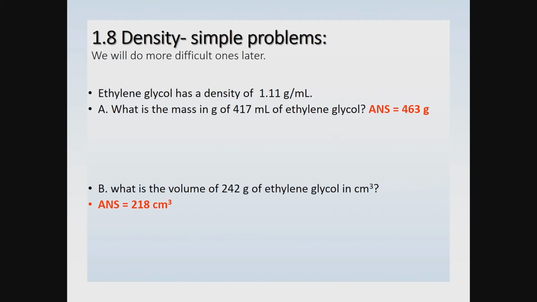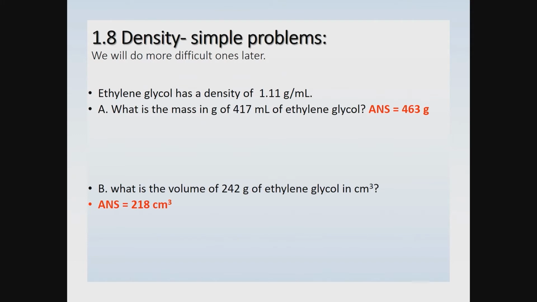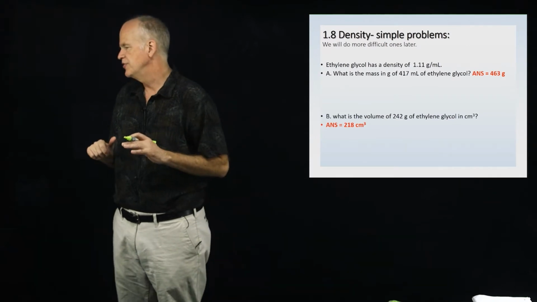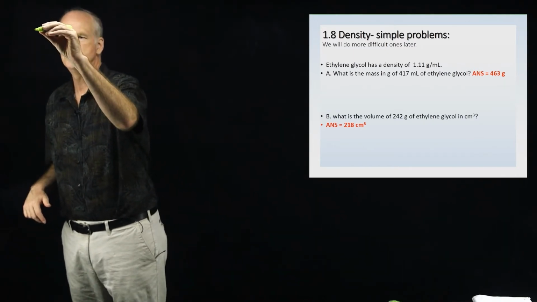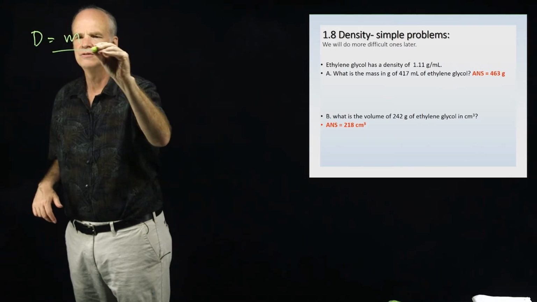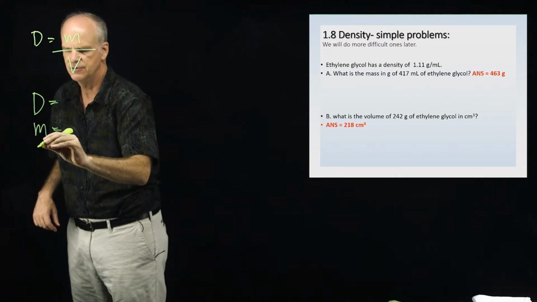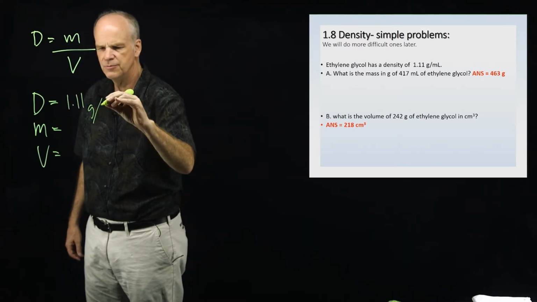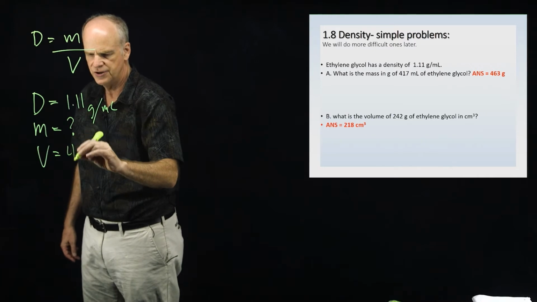Okay, so we're going to do a few simple density problems. The first one, problem A, is: what is the mass in grams of 417 milliliters of ethylene glycol if the density of ethylene glycol is 1.11 grams per mil? To solve this problem, I think maybe the best approach is to write out the formula, then write out the variables and assign them. The formula is D equals mass over volume, D being density. Density D is 1.11 grams per mil. M is what you're trying to find out. V is 417 mils.